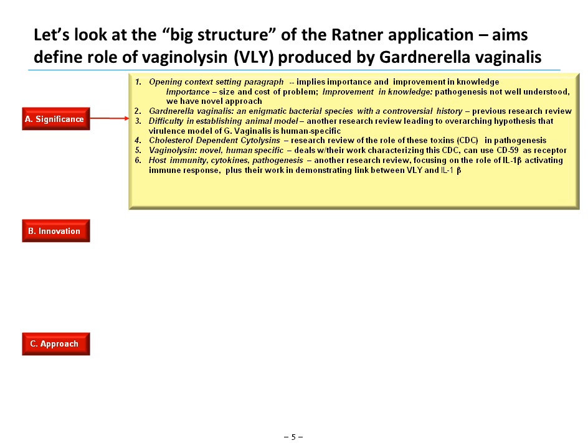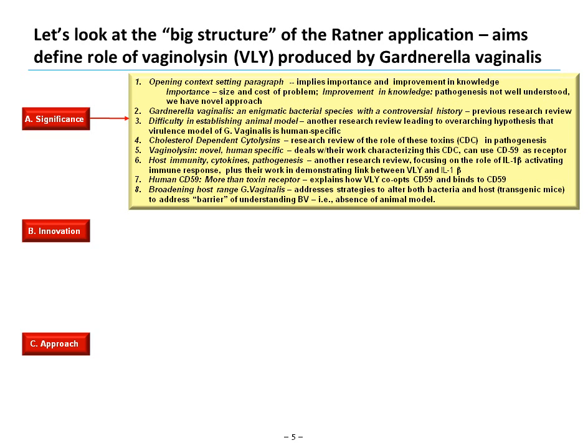activity of the bacteria. The next paragraph talks about host immunity, cytokines, and pathogenesis, and it's another research review. It focuses on the role of interleukin-1 beta activating immune response, and it also focuses on their work in demonstrating the link between VLY and IL-1 beta. Now the next paragraph focuses on the CD59 receptor, and it explains how VLY co-opts CD59 and binds to CD59 as part of the pathogenesis.